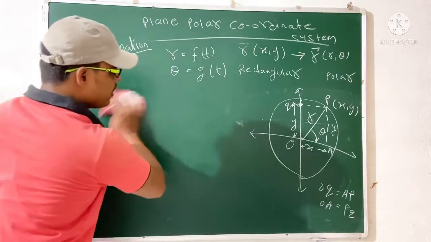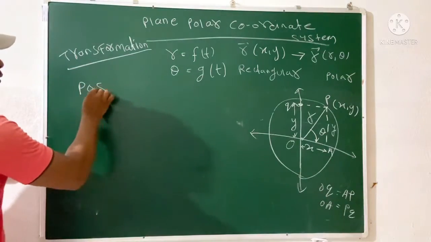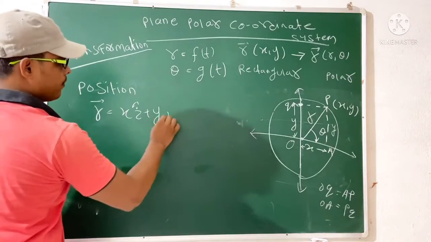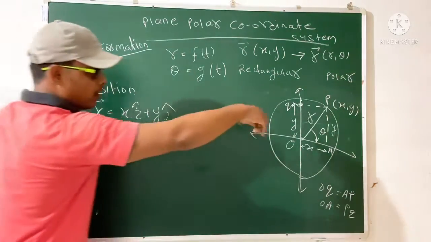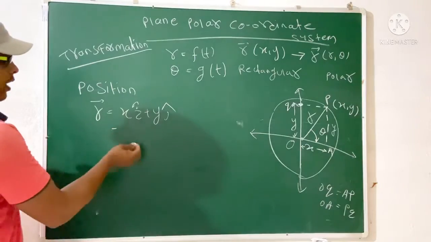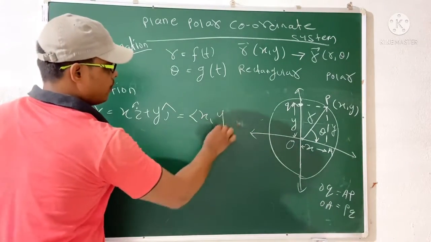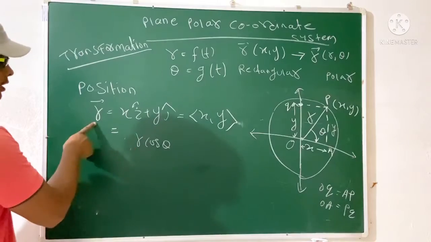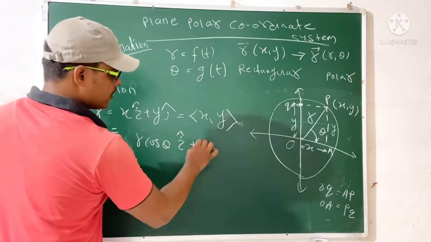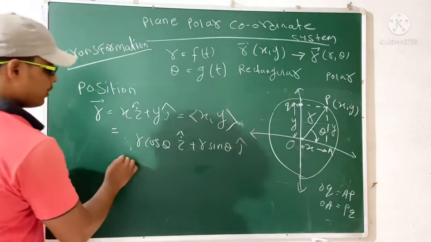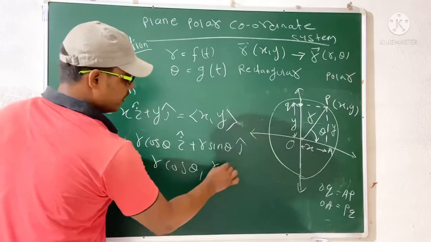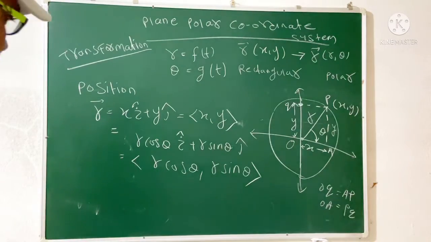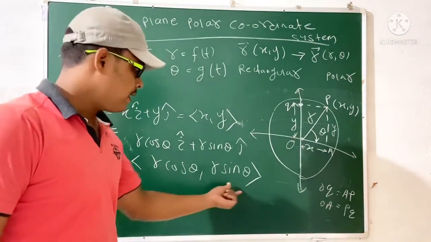So now what is our position? What will be the position? Remember, what is the position vector? X i cap plus y j cap. And this we also call the displacement, because this is the distance from the origin. So now what we got: x is r cos theta. Remember, this is the magnitude. This is the vector r cos theta i cap plus r sin theta j cap. So we can write it as r cos theta and r sin theta. So this is the position in the coordinate system. Remember that this is our x component and this is our y component.